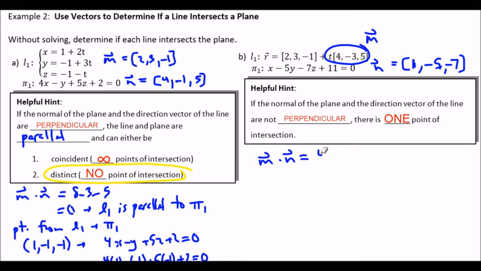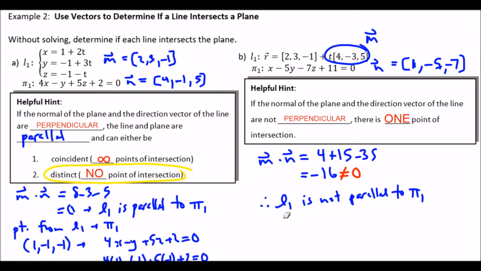And here you get 4 times 1 is 4. Negative 3 times negative 5 is 15. And then 5 times negative 7 is minus 35. And so this is going to give me negative 16, which of course is not equal to 0. So that means that, therefore, L1 is not parallel to plane 1. That means there is no point of, whoops, that's not the case. That means that there is, my apologies, one point of intersection.